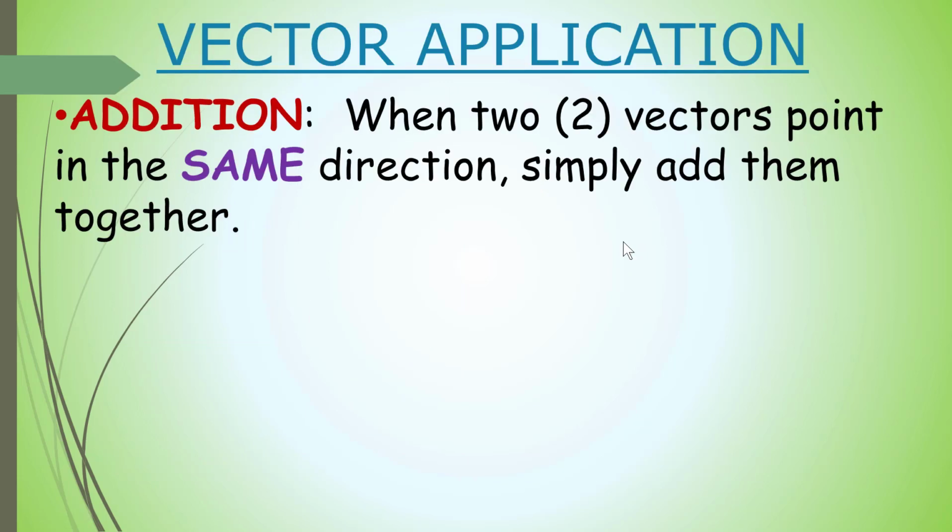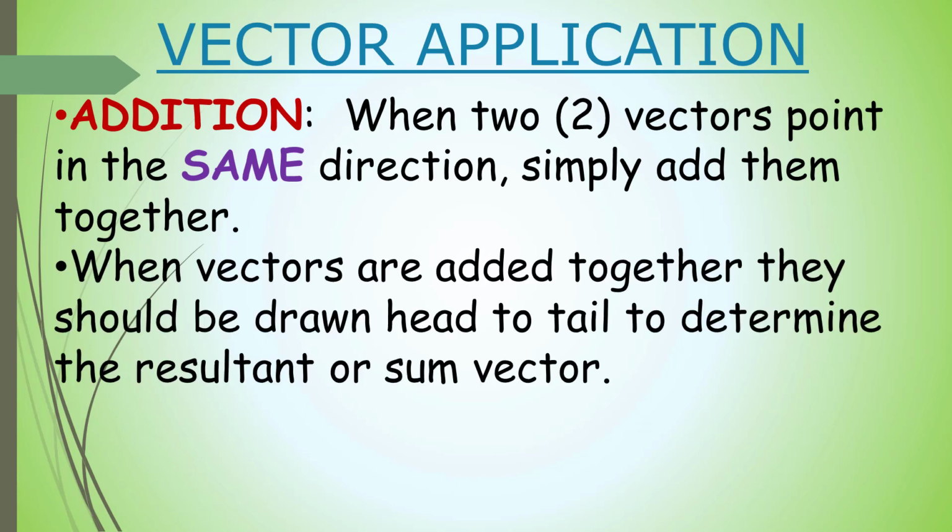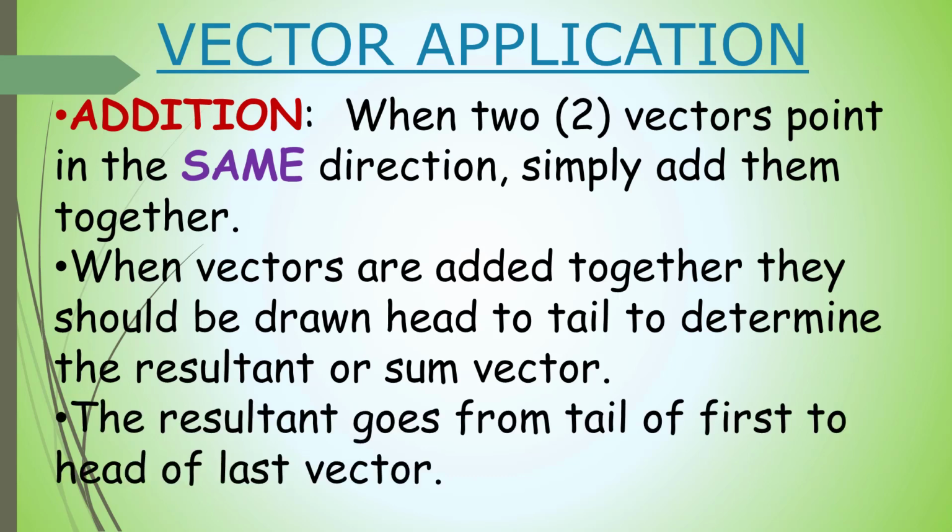So what we have done is addition. When two vectors point in the same direction, simply add them together. When vectors are added together, they should be drawn head to tail to determine the resultant or sum vector, and the resultant goes from the tail of the first to the head of the last vector. This was for vector addition.